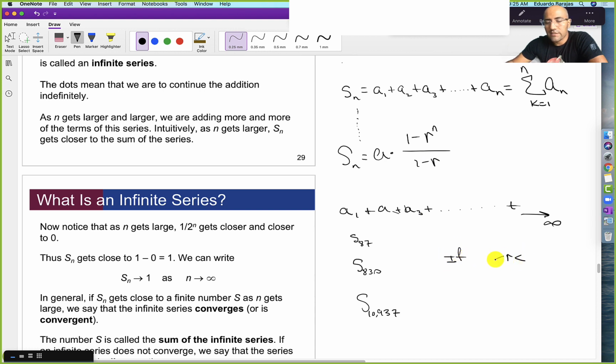So if r is a decimal value between 0 and 1, say 1/2, and we take r to the power of n, like 1/2 to the power of n, then as these exponents get larger and larger, this gets closer and closer to 0, as long as that r value is between -1 and 1.